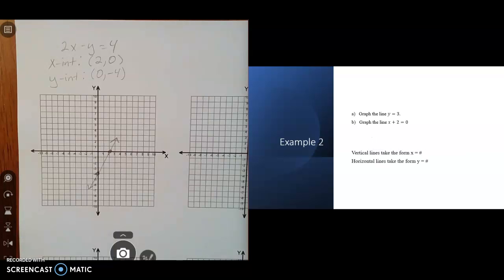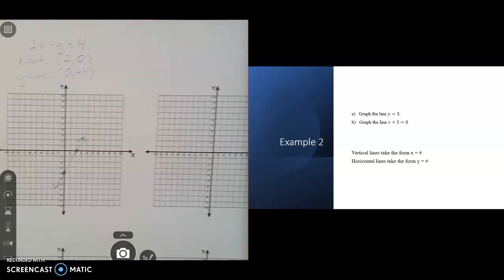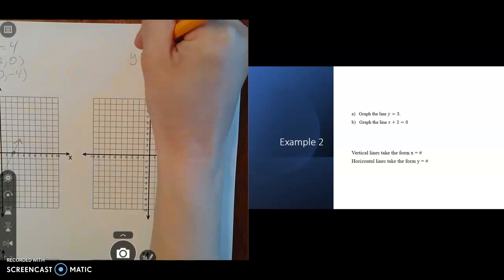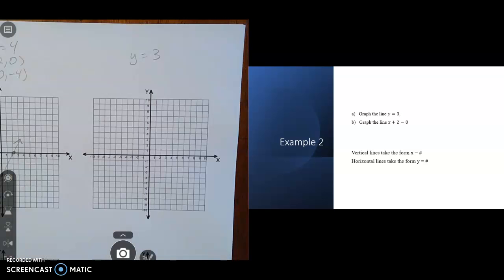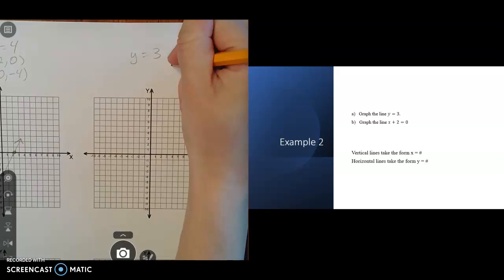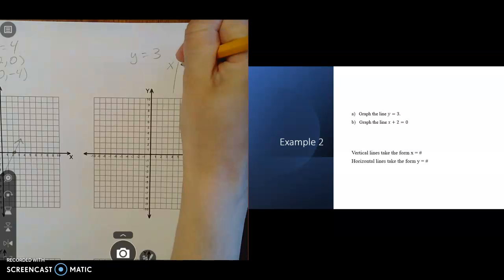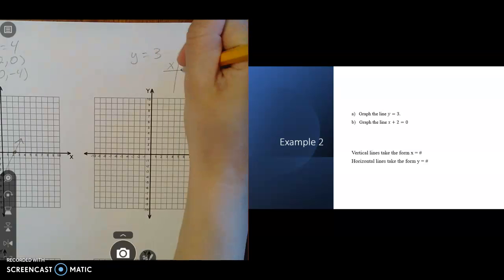Next one, example 2. We're going to graph a couple of special case lines. We've got y equals 3, and then I've got x plus 2 equals 0. Okay. So with the graph y equals 3, basically what that means is that your y value is always going to be 3. If you get these mixed up, you can always make a quick table of values, like a little xy chart. And my y value is always going to be 3.